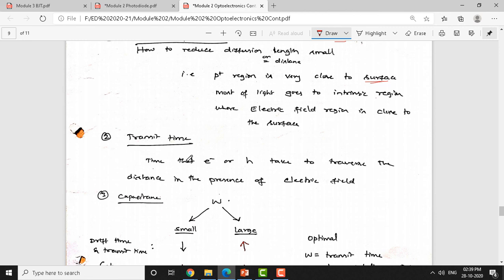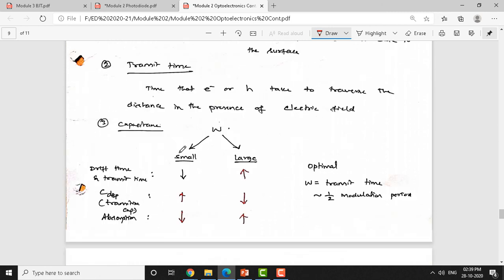As already defined, transit time is the time that an electron or hole takes to traverse the distance in the presence of an electric field. That is the transit time here. Now, capacitance mainly depends on the depletion width. The formula for this can be written as C equals epsilon into the area of cross section of the p plus and n plus region divided by W. Now, let us see what depletion width should be chosen.